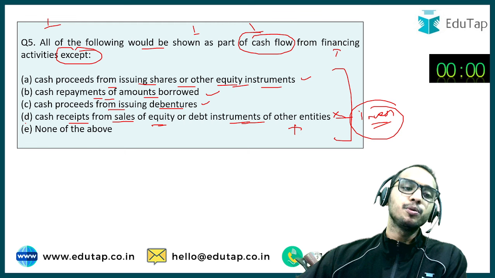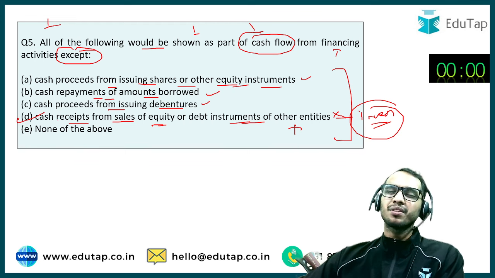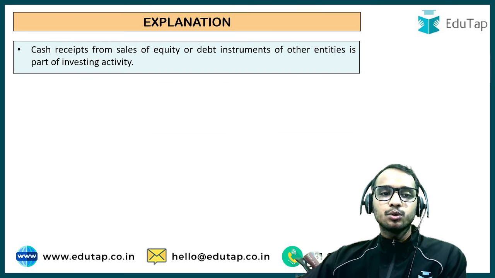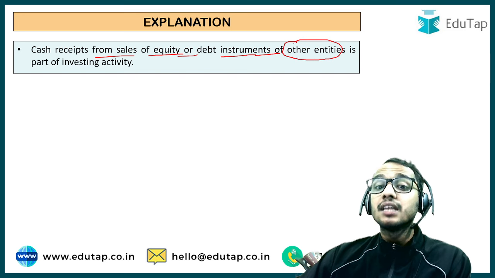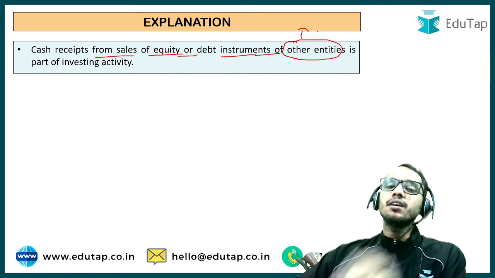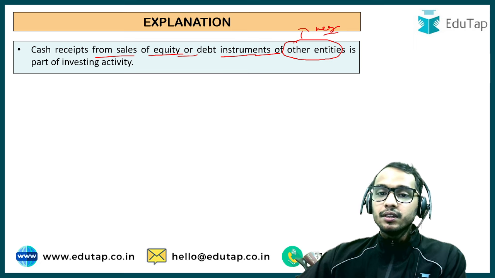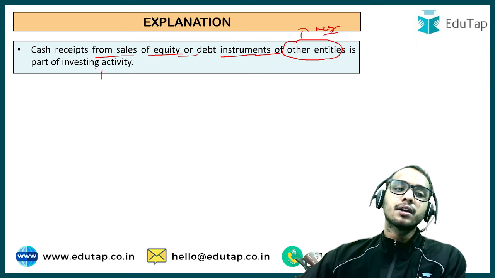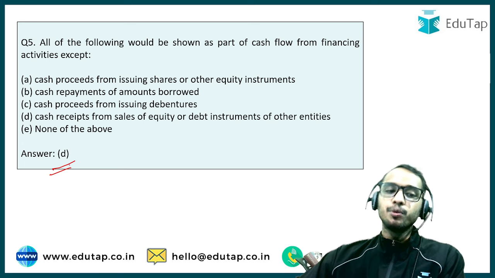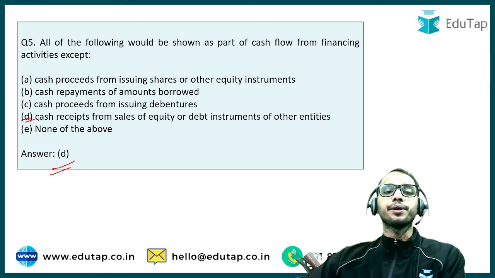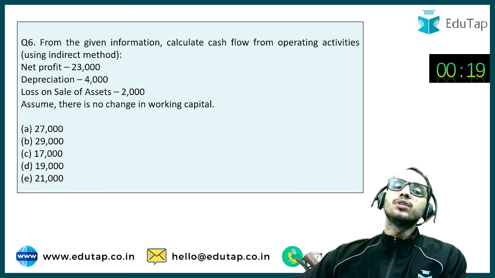So the answer would be option number D here. Very, very easy question, right? So cash receipts from sale of equity or debt instrument of other entities, that is the key word here. Okay? So it would be counted under the investing activity, not under the financing activity. So the correct answer would be option number D. Okay. Now let's move to question number 6.